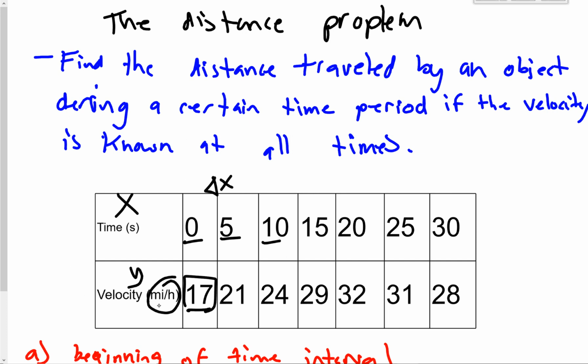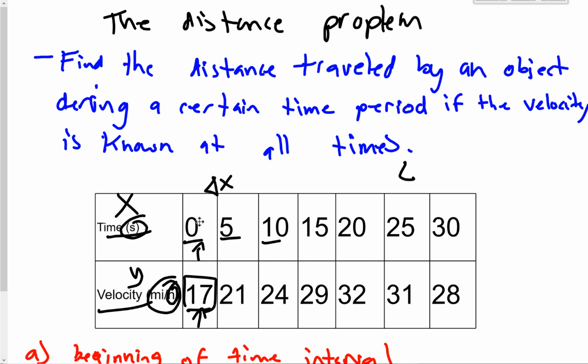But here I just need to make sure they're in the same unit. So this is in seconds and this is an hour, so I would need to convert this or this to the same units, right? But the distance is still the same, so we can still deal with the same type of problems: add our y values together, which is our velocity, and then multiply that by our change in x, which is just our change in time. But it still has to do with the same thing.